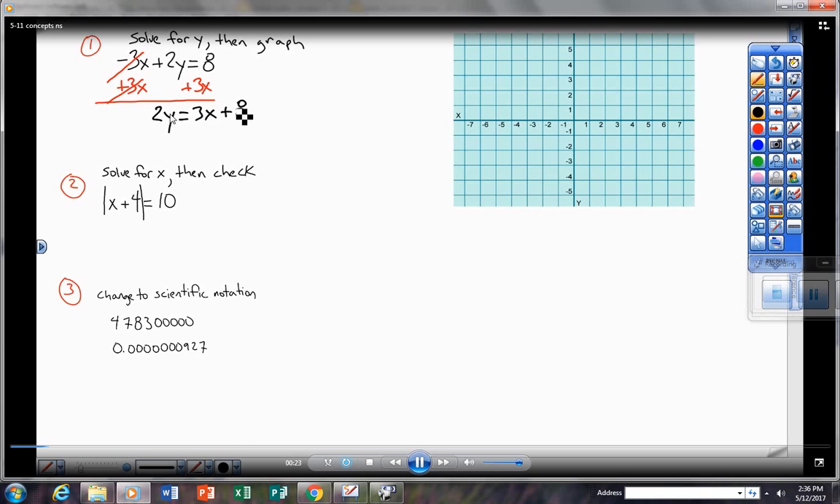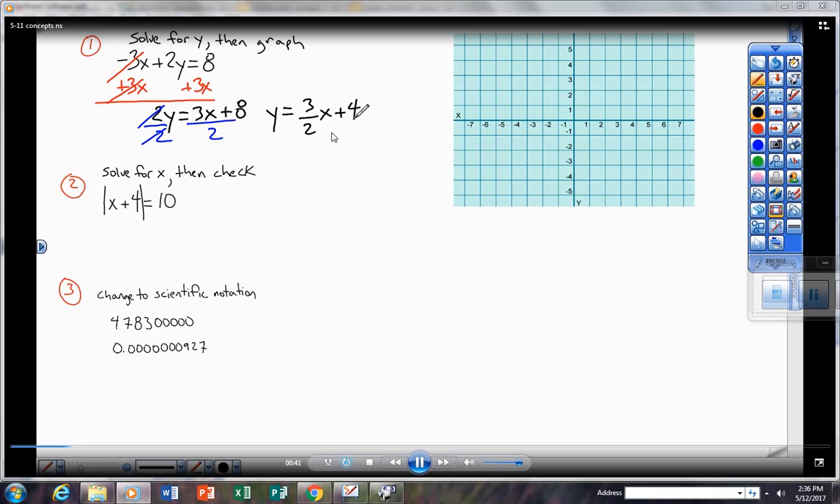Next step, opposite of timesing by 2, dividing both sides by 2. Everything on that right side gets divided by 2, so I'm going to split it up into two little fractions. One fraction is 3x over 2, and the other one is 8 over 2, which gives me 4, because remember, 8 divided by 2, that's where that 4 comes from.